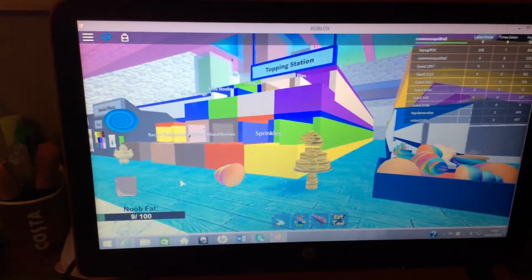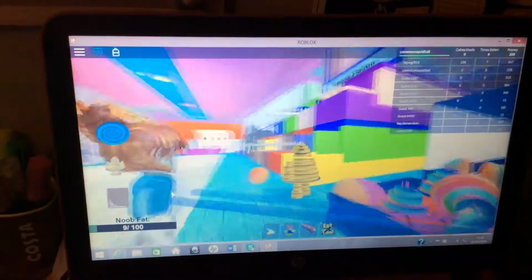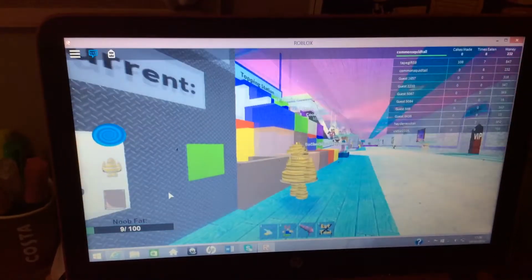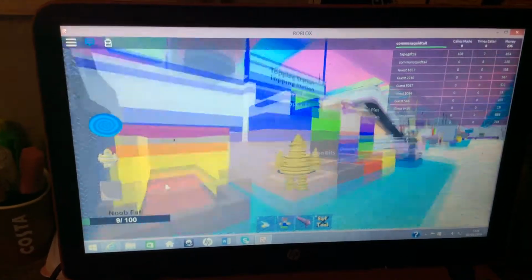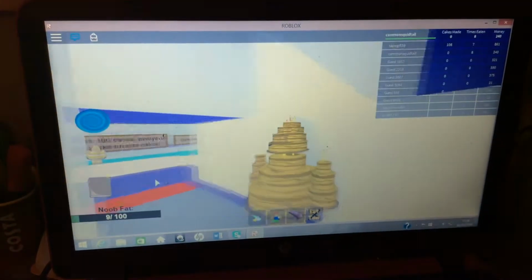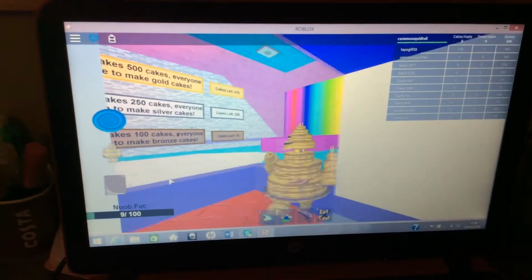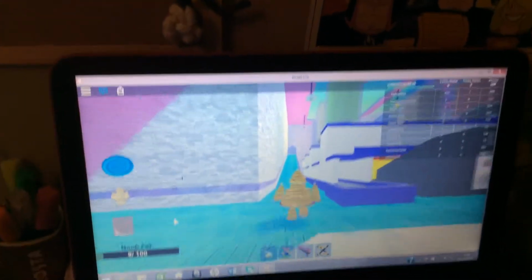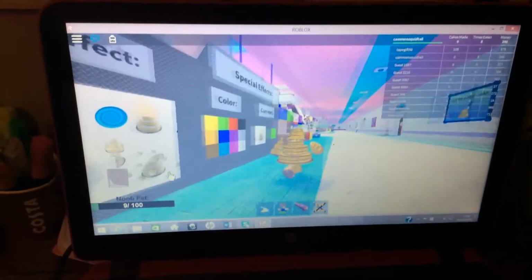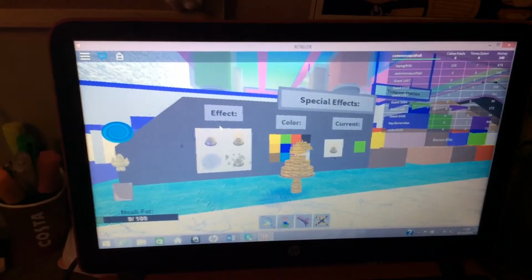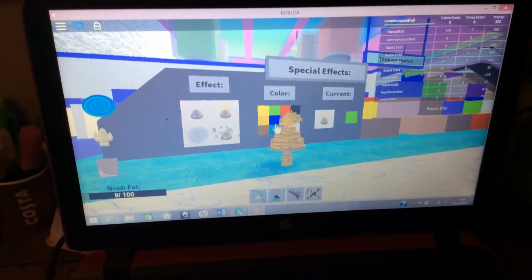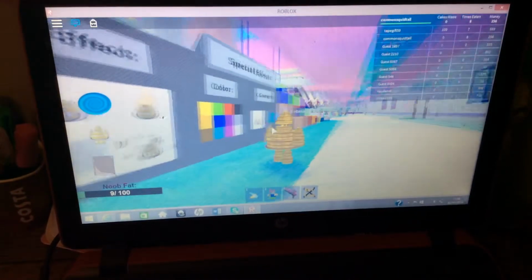Okay. I'm gonna have mini noobs on me. Actually, bacon bits. And the last one. I'm going to be set on fire. And blue fire.